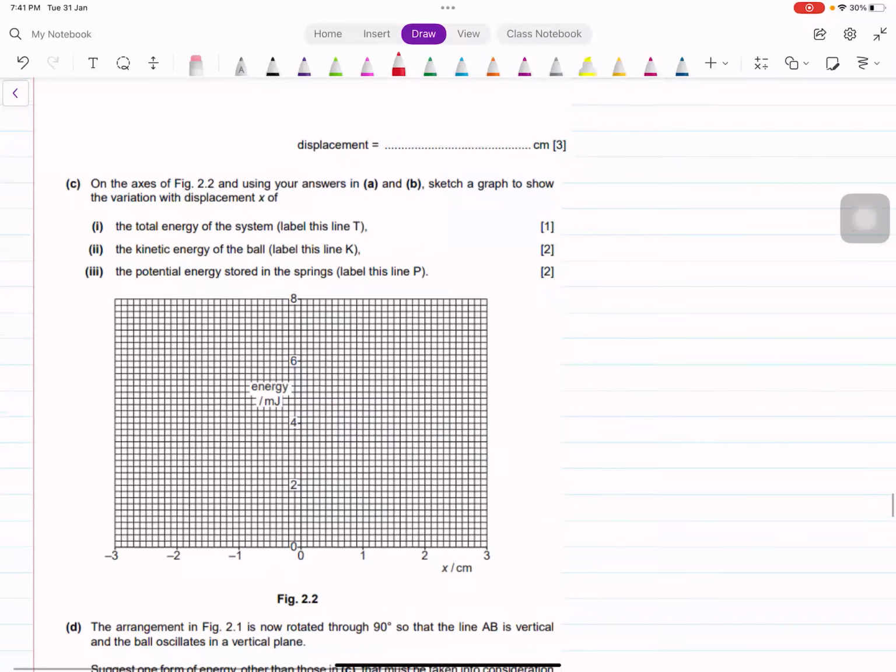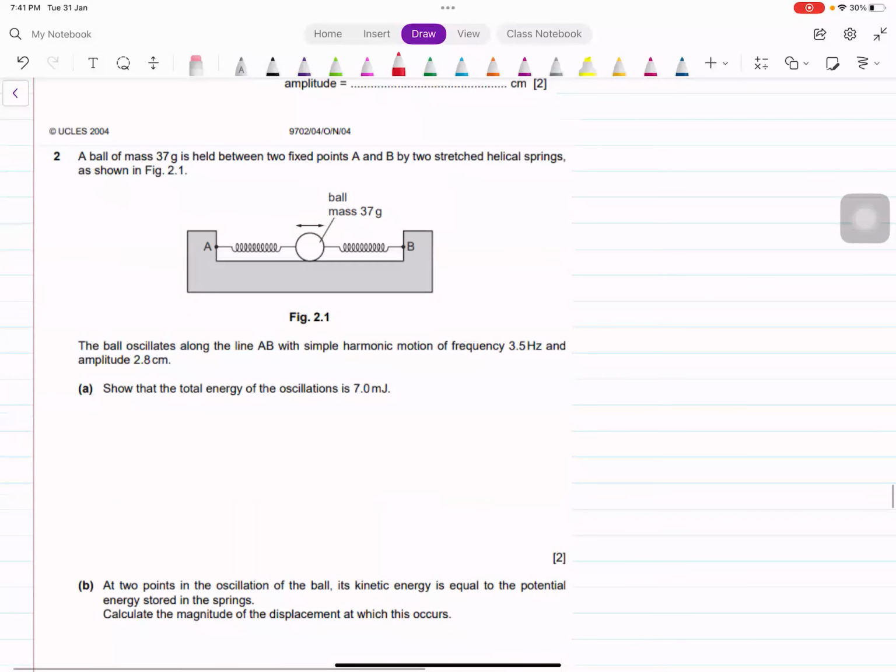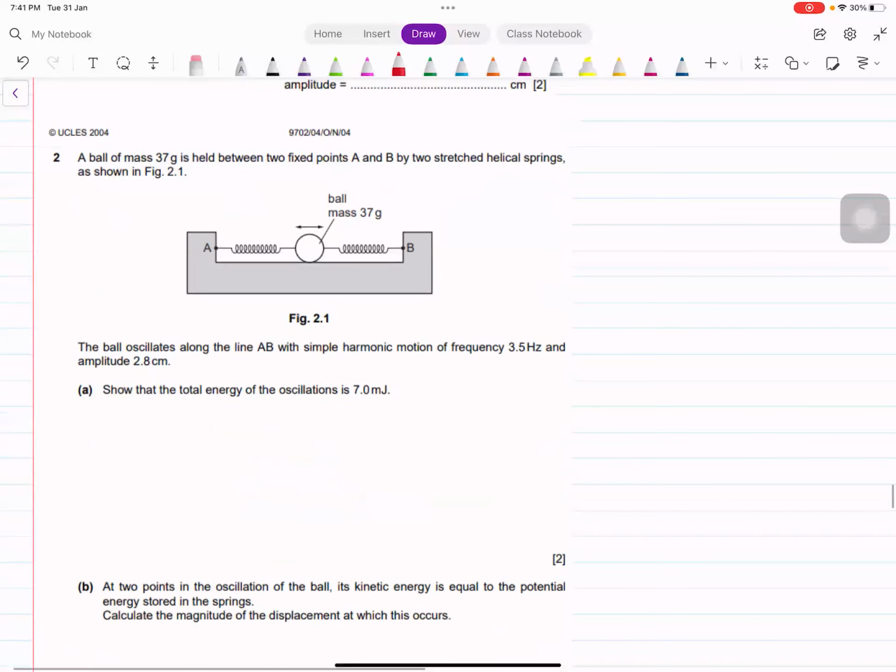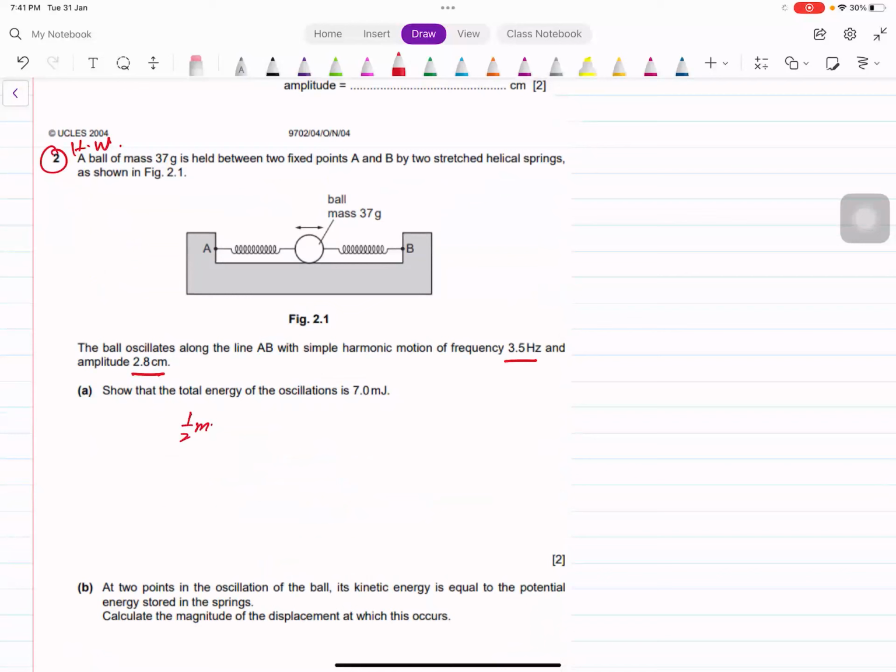Now, let me see if this is a reasonable question. Okay. So it says the ball oscillates along line AB with simple harmonic motion. So you have the frequency, you have the amplitude. Show that the total energy. Can you do that? Which formula? Please tell me. What is the formula for total energy? Half m omega squared x naught squared. So you have the mass, you have the frequency, you can find omega, and you have x naught. Can you find it? Show it, right?